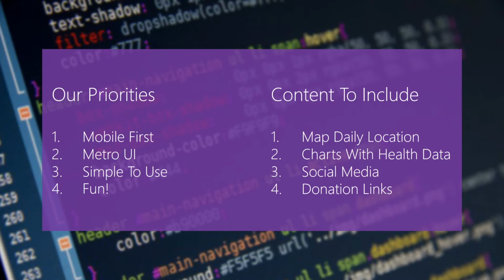Then charts with the health data of our explorers. We first used Google Charts, but then decided to use the framework Chart.js, which had many more features and was more interactive. Then we used the Twitter API for the social media. Then Bootstrap for the general organization. We first used Metro UI, but we decided to use Bootstrap because it offers more responsiveness, and we were still able to keep our Microsoft design patterns. And then the donation links using Just Giving, which is another framework.